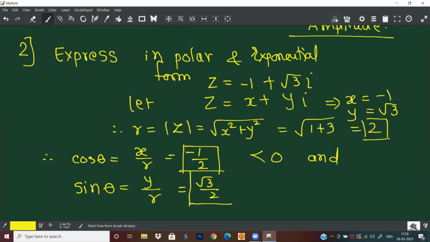Sin theta came, that is positive. So now tell me, which is the quadrant in which cos is negative and sin is positive? Sin is positive only in the first and the second. First cannot be, because here cos is negative. It means that your theta lies in the second quadrant. We are so smart, very good.